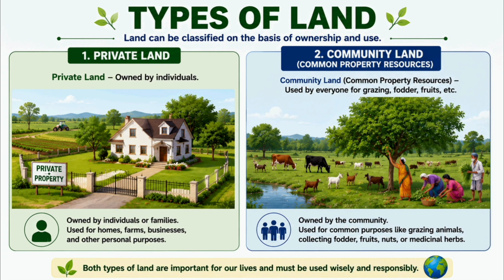Types of land. Land can be classified on the basis of ownership and use. Private land: owned by individuals or families and used for homes, farms, businesses and other personal purposes. Community land, common property resources: owned by the community and used by everyone for common purposes like grazing animals, collecting fodder, fruits, nuts or medicinal herbs. Both types of land are important for our lives and must be used wisely and responsibly.